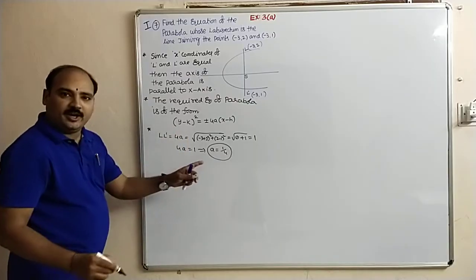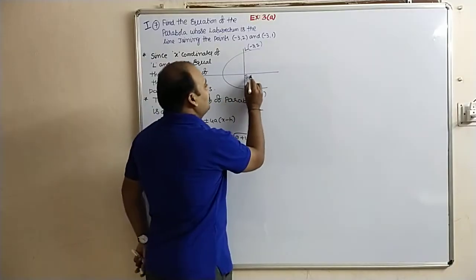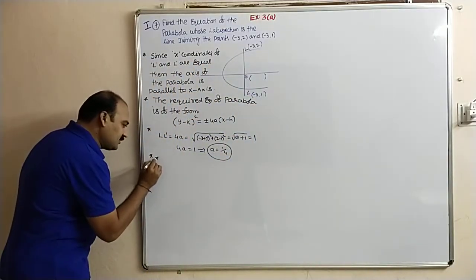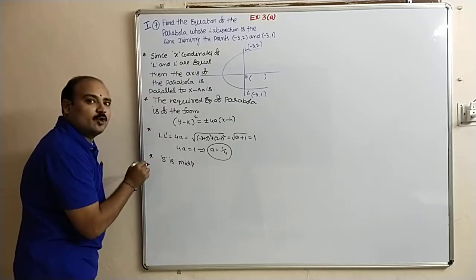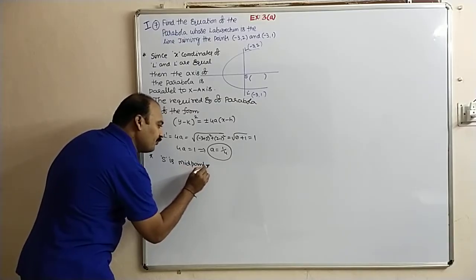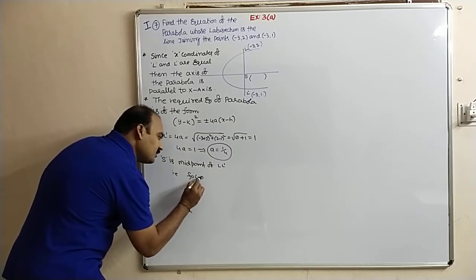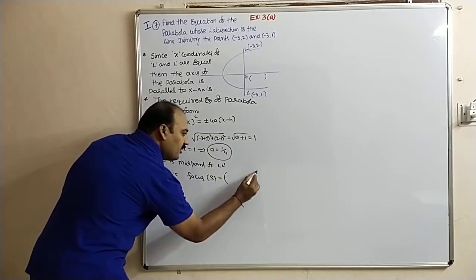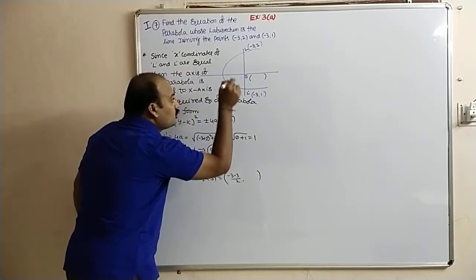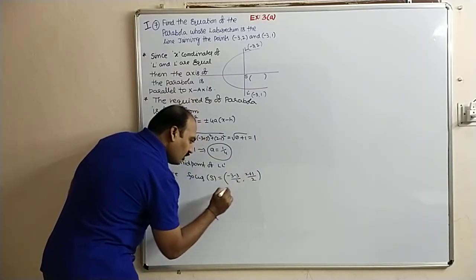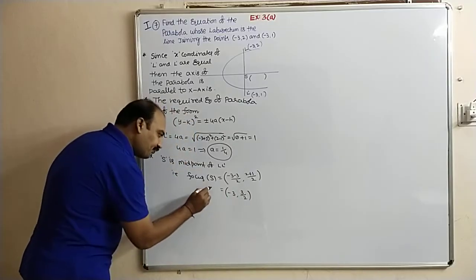After getting the value of a, S we can calculate. S is the midpoint of L L dash. S means here focus. Midpoint of L L dash, that is focus. S is equal to midpoint of L L dash: minus 3 plus minus 3 divided by 2, 2 plus 1 by 2. Which is equal to minus 6 by 2, that is minus 3. 2 plus 1 by 2 is 3 by 2.